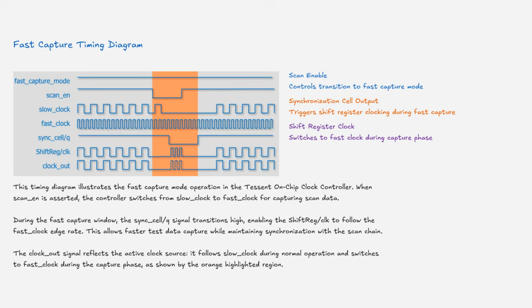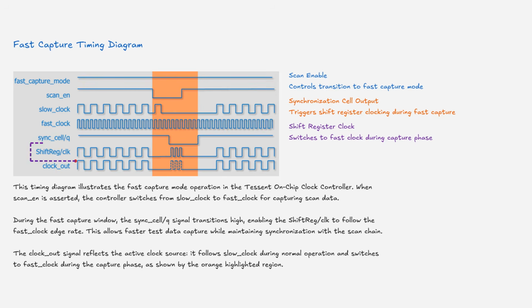This timing diagram illustrates the fast capture mode operation in the Tessent On-Chip Clock Controller. When scan enable is asserted, the controller switches from slow clock to fast clock for capturing scan data. During the fast capture window, the sync cell Q signal transitions high, enabling the shift reg clock to follow the fast clock edge rate. This allows faster test data capture while maintaining synchronization with the scan chain.